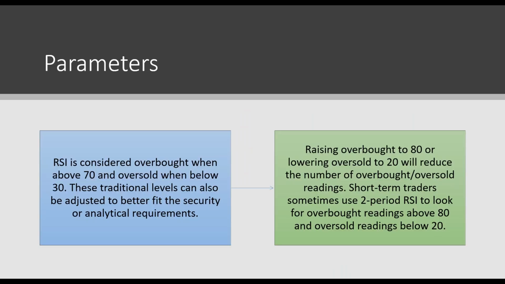So now let's go back to what we're looking for. RSI is considered overbought when above 70 and oversold below 30. If you change it to 80 and 20, raising overbought to 80 or lowering oversold to 20 will reduce the number of overbought and oversold readings. Short-term traders sometimes use a 2-period RSI to look for overbought readings above 80 and oversold readings below 20. So you can shorten that 14-day period, which makes it more sensitive, but then you can move out your 70 and 30 to 80 and 20. Again, you can customize it very easily by making some very easy tweaks.